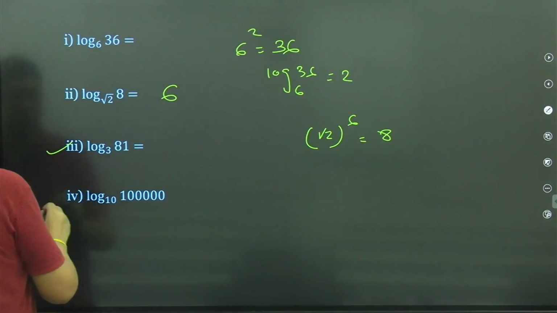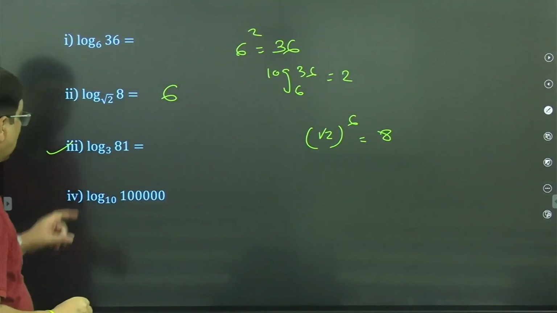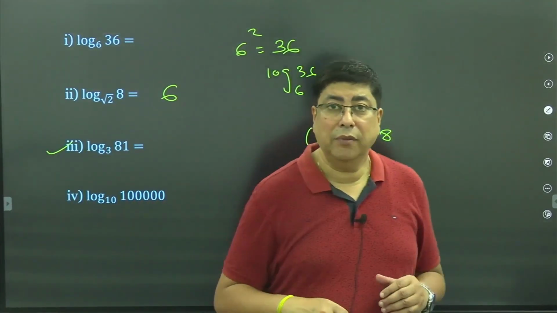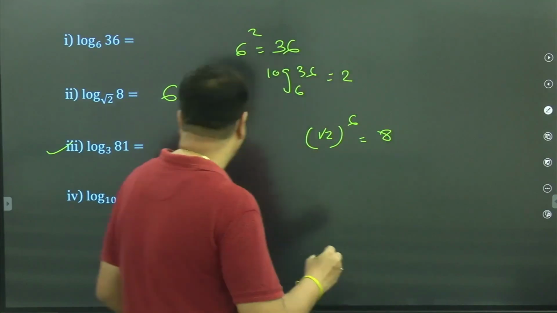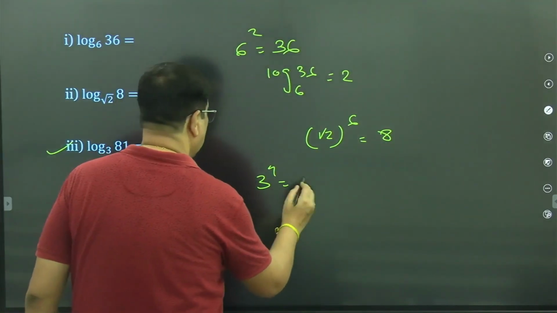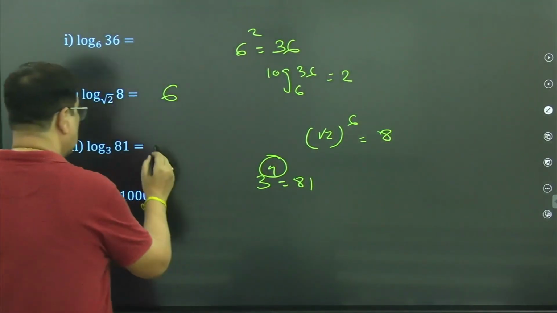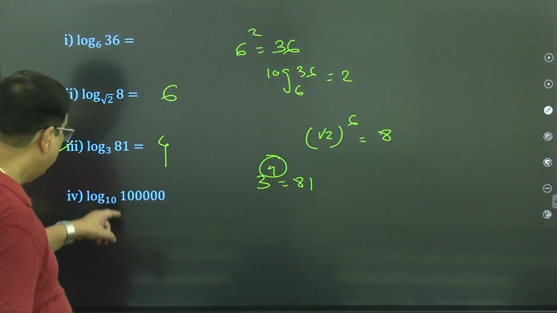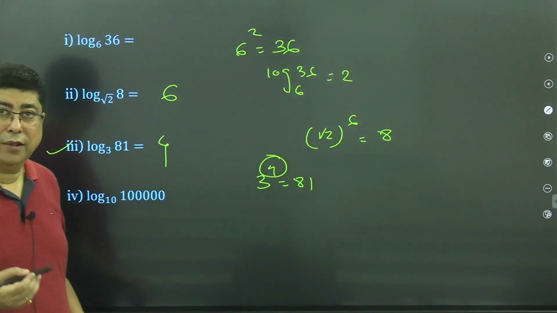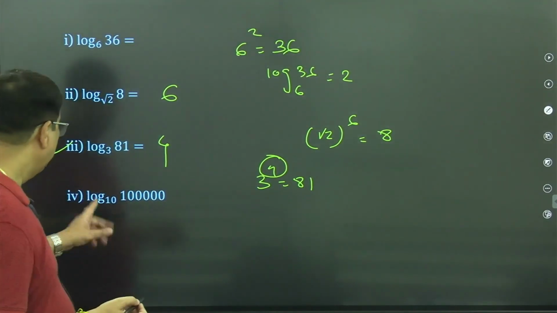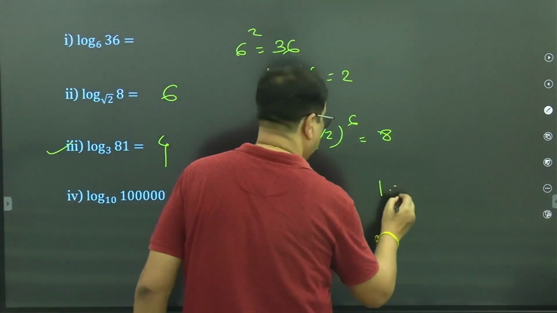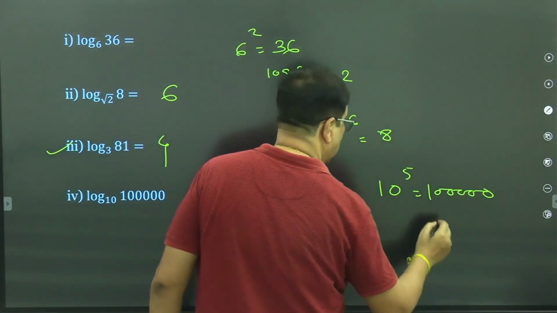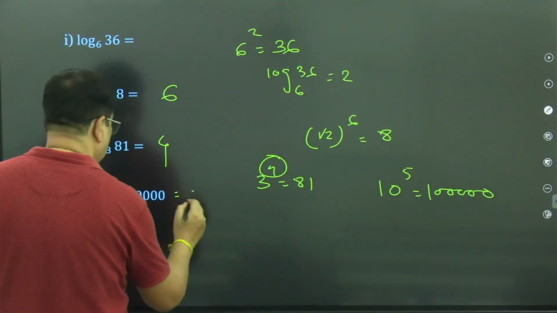Next, I am coming to the number 3. What should be the power of 3 so that it becomes 81? 3 to the power 4 is 81. Therefore, the answer of the log is the power, that is 4. And here, 1 lakh is 10 to the power 5, with base 10. 10 to the power what gives 1, 2, 3, 4, 5 zeros? So we are getting 5. Therefore, the answer is 5.